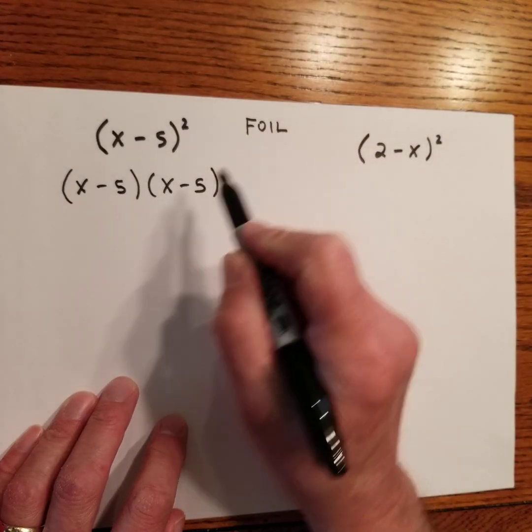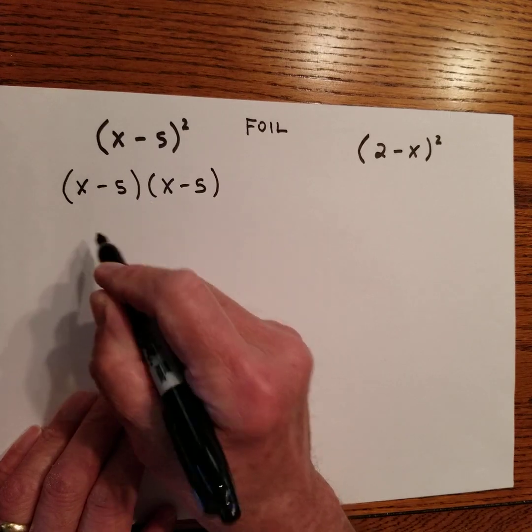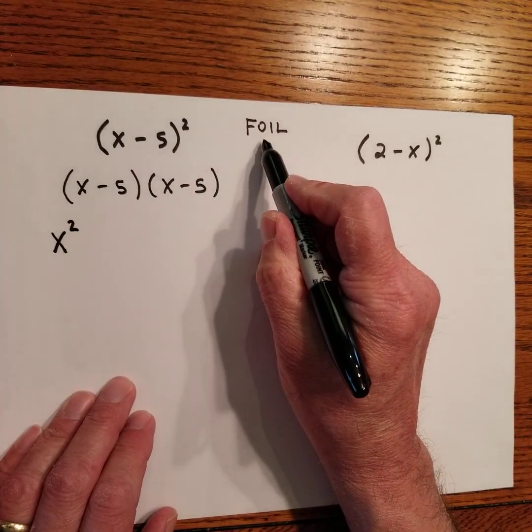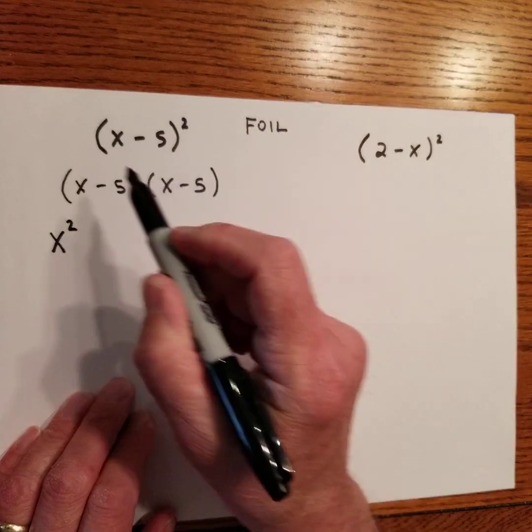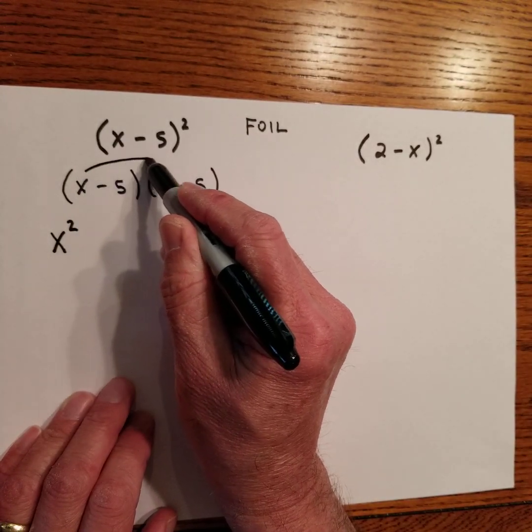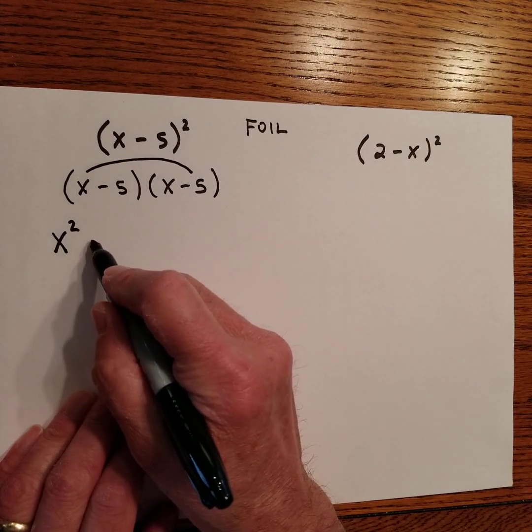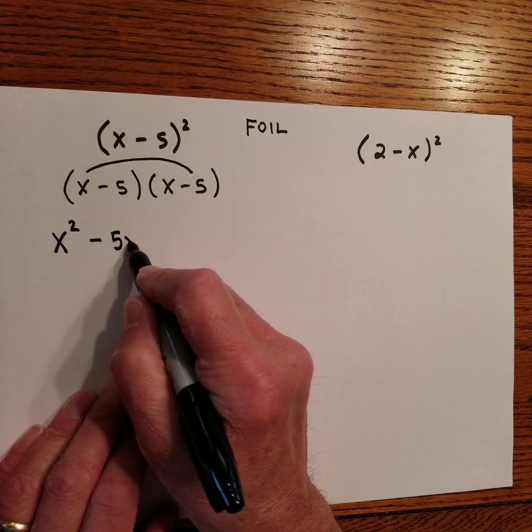Let's multiply the firsts. That's x times x. Now multiply the outers. The outers are this x being multiplied by this negative 5. X times negative 5 is negative 5x.